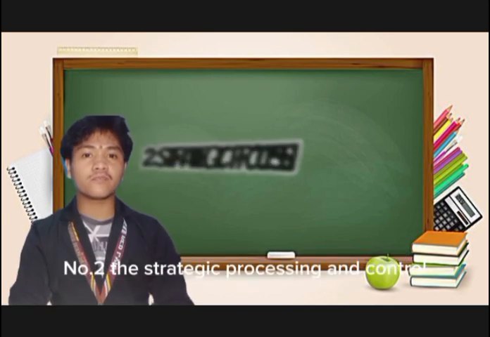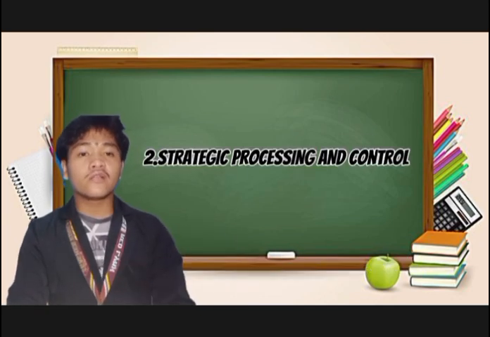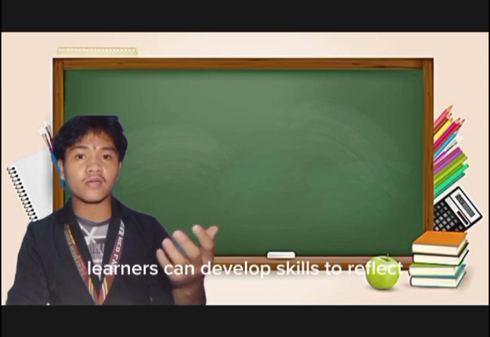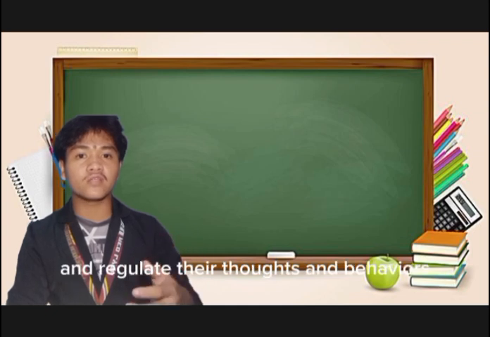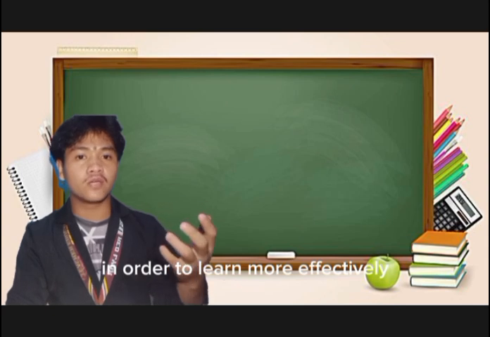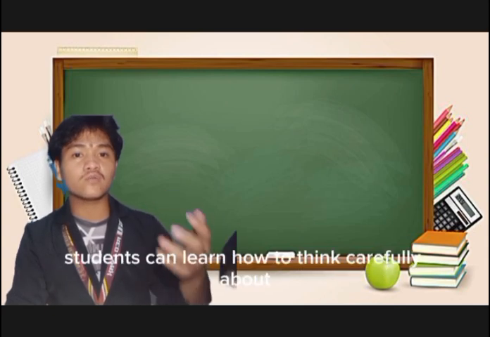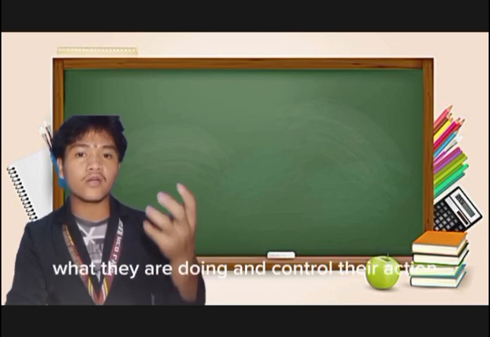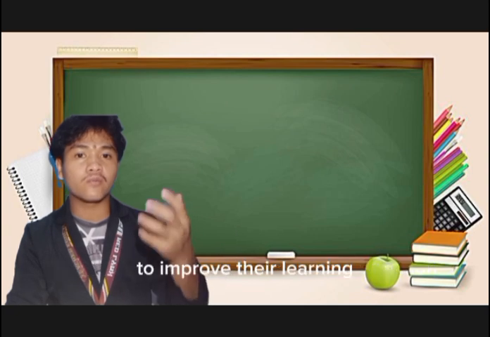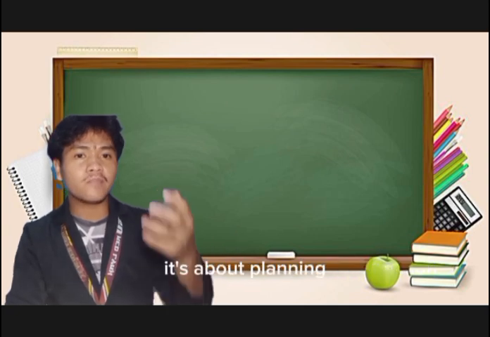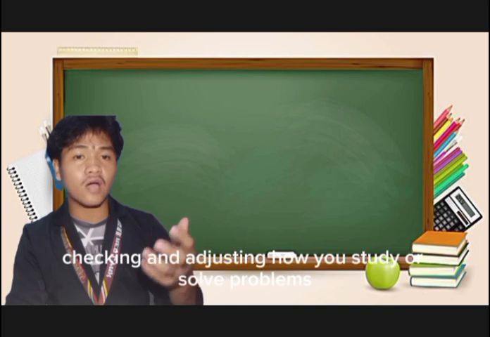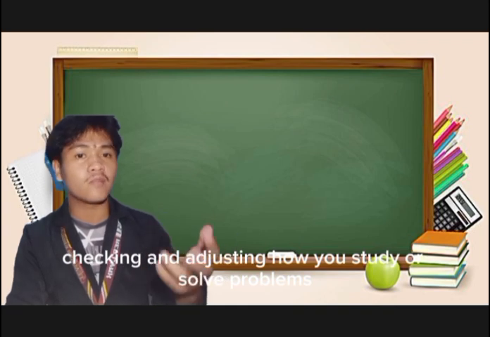Number two, the strategic processing and control. Learners can develop skills to reflect and regulate their thoughts and behaviors in order to learn more effectively. It means students can learn how to think carefully about what they are doing and control their actions to improve their learning. It's about planning, checking, and adjusting how you study or solve problems.